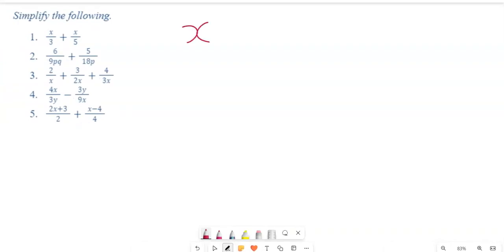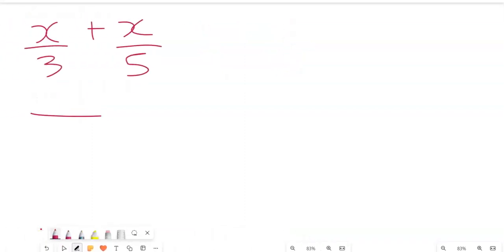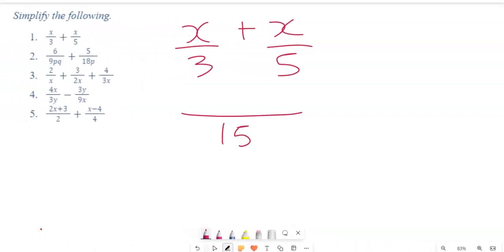The question says simplify the following. The question could say make one fraction. So we have x divided by 3 plus x divided by 5. Fortunately, the example before had the same denominators, so right away we know that the LCM is 15. We're going to use the same procedure. We divide our LCM by our denominator. So that's 3 into 15, or 15 divided by 3, and that is 5.